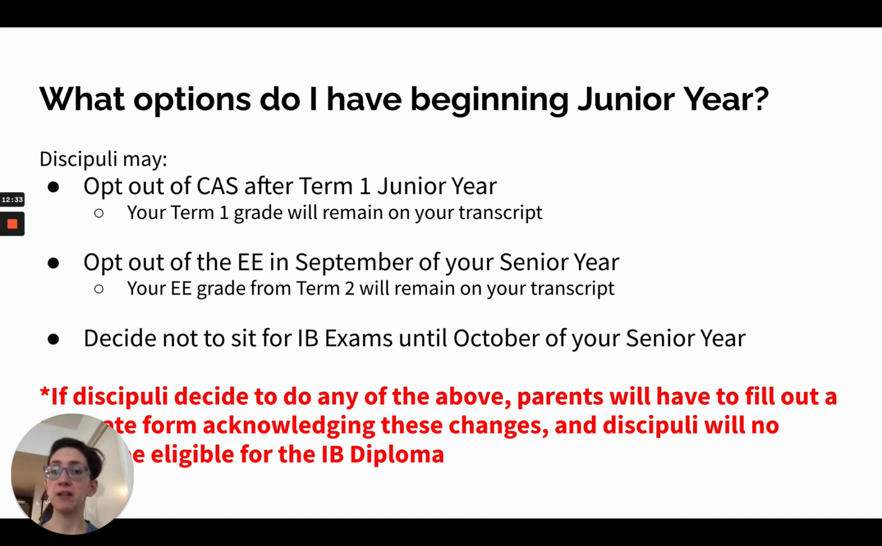You can opt out of the EE until September of your senior year, but again, your EE grade from term 2, if you opt into the EE, will remain on your transcript. And you can decide not to sit for IB exams right up until registration in October of senior year. Just because you're in IB classes does not mean you have to sit for the exams. All of these decisions, just like your IB preference, will have to be made in conjunction with your families, and parents will have to fill out a form to acknowledge any changes.